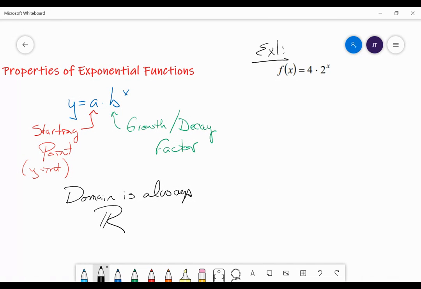example one right here. Okay, so first we start off. Let's see, we have f of x equals 4 times 2 to the x. So our starting point, or the y-intercept, is 4. Okay, so that's the point (0, 4). And we're going to look at this on a graph here in just a second.